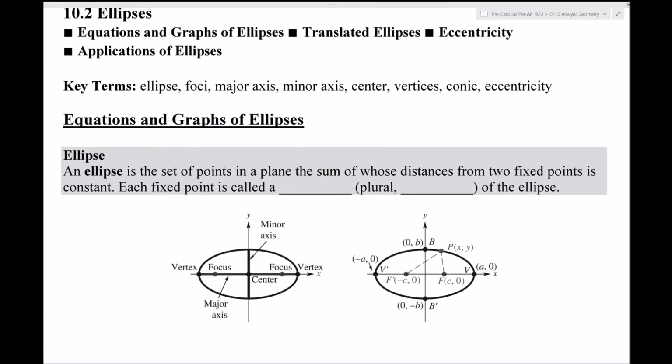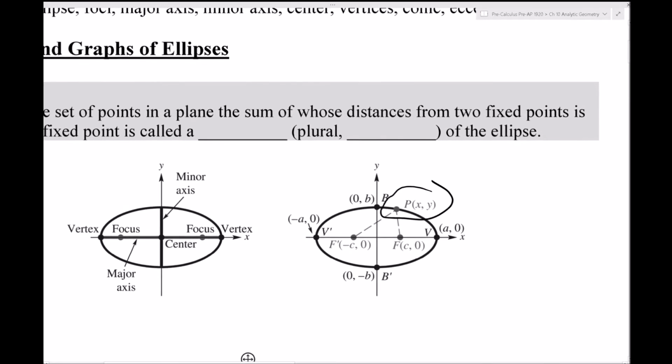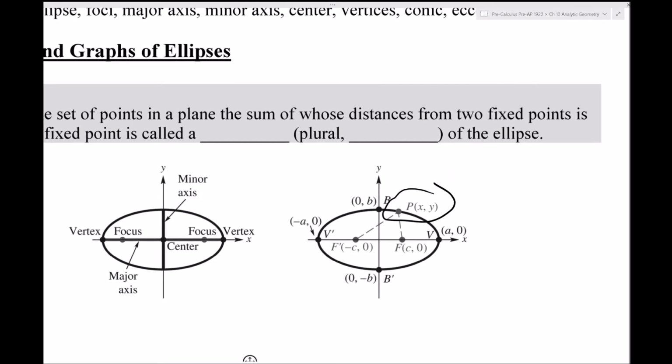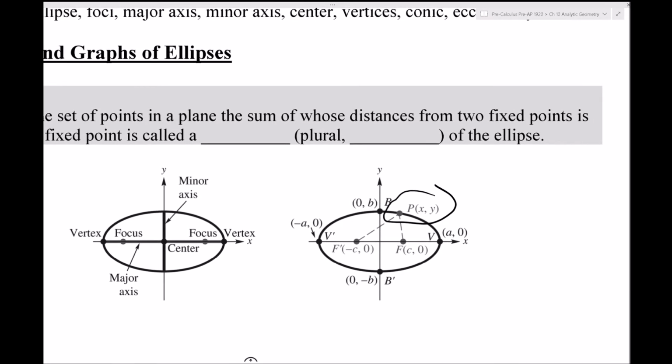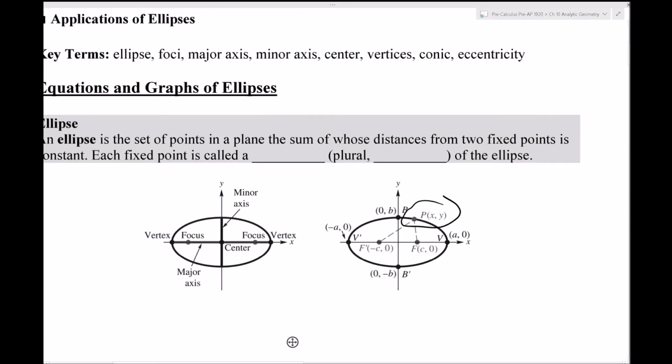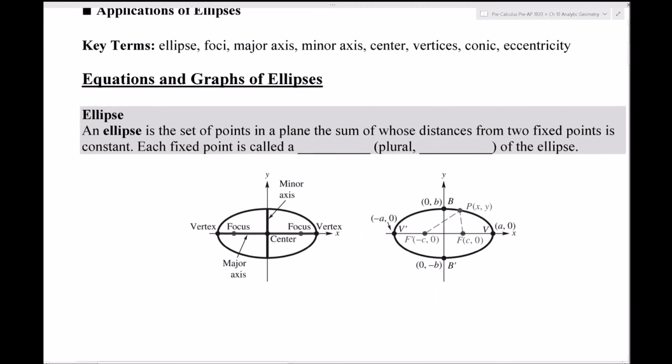An ellipse is a set of points in a plane, the sum of whose distances from two fixed points is constant. So you take one point P, and you take two other points, we'll call those the focal points, and we take the distances between those focal points and that point P, and combine them. And what we want is every point P that comes out to the same combined sum. If you do that, you're going to come up with an ellipse curve, or an elliptical curve.